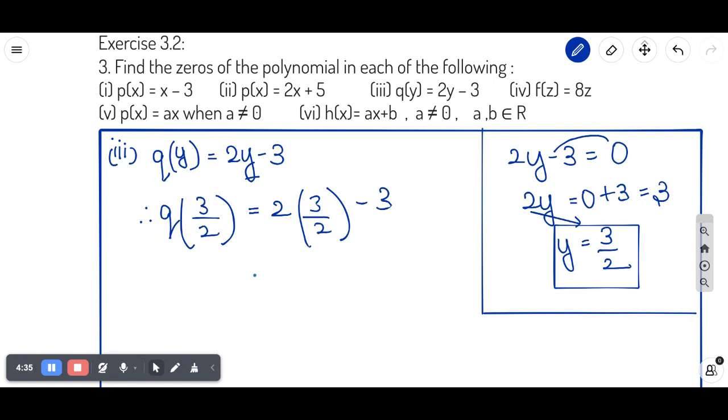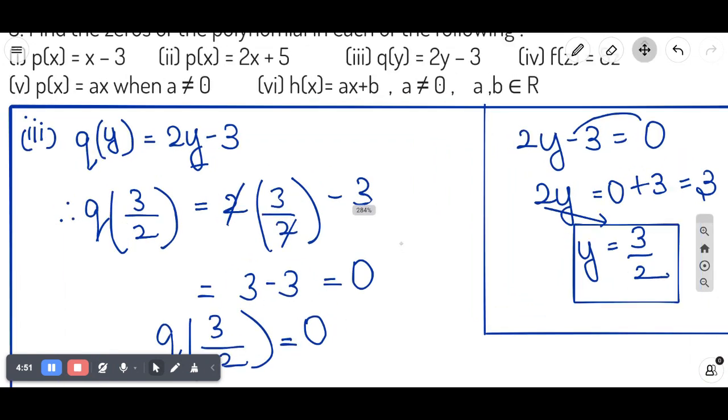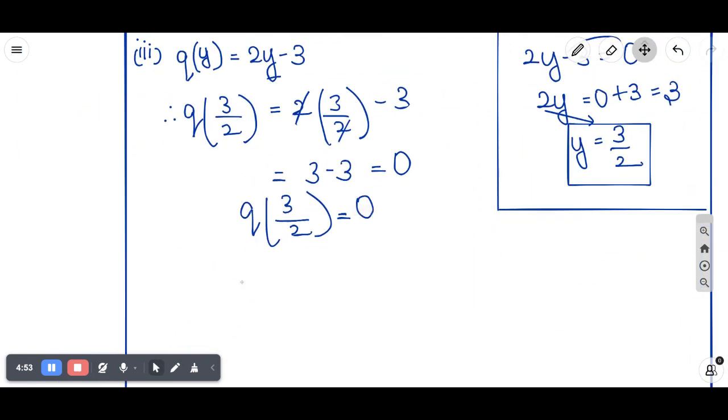And what happens is, this 2 and 2 will get cancelled, and that will be 3 minus 3, which is nothing but your 0. So you have got q of 3 by 2 is equal to 0. So what is your conclusion? y is equal to 3 by 2 is the 0 of the polynomial q of y, or the given polynomial. Hope you understood this. Let's move on to the next question.